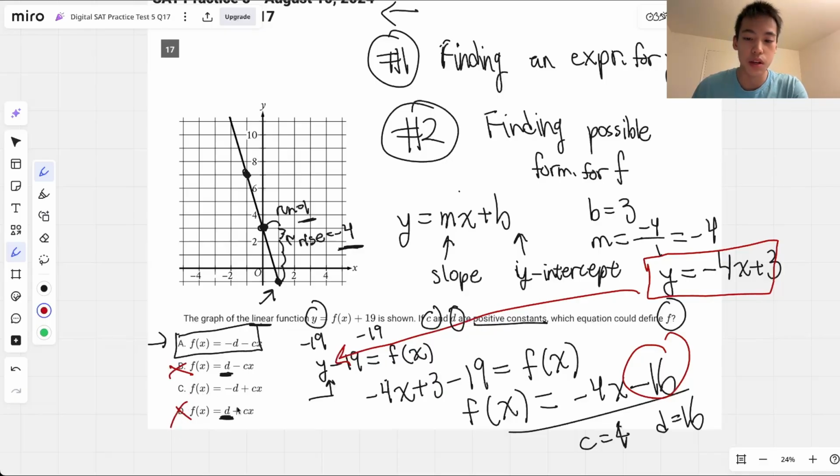And for C, we know that from our function f, the slope is -4. But in our answer choice, the slope is positive c, and that's a positive constant because c is a positive constant. So c can't be right. So the answer is A.